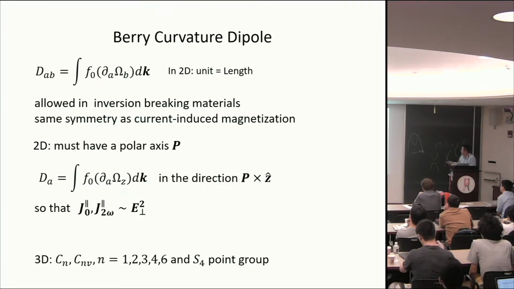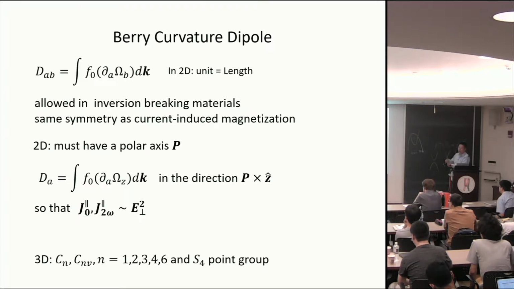So, if I look at 2D materials, to get this Berry curvature dipole, the system is required to have a preferred in-plane axis. So the material has to have a polar axis within the plane, and then applying an electric field transverse to the polar axis will give you both a DC current and a 2 omega current parallel to the polar axis.